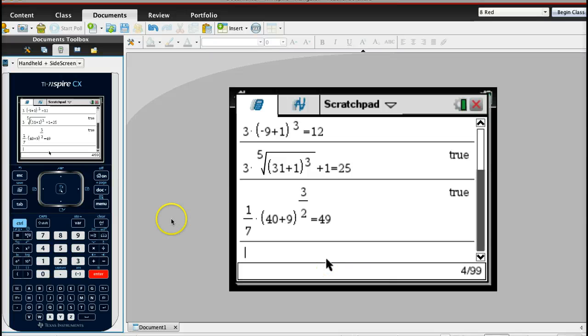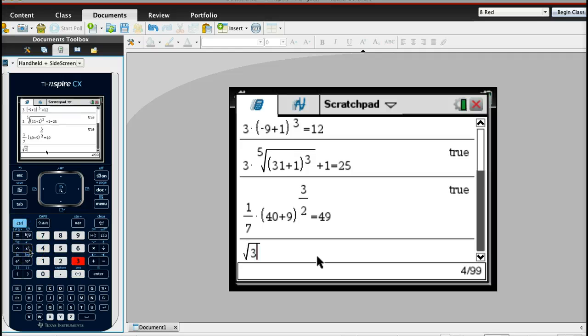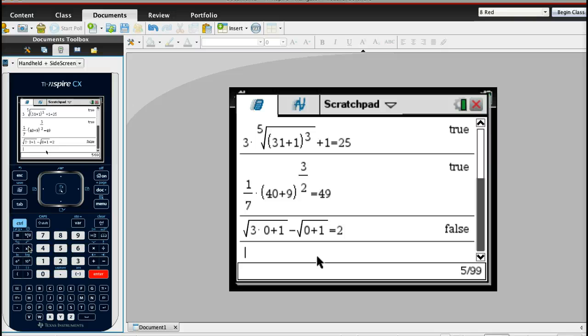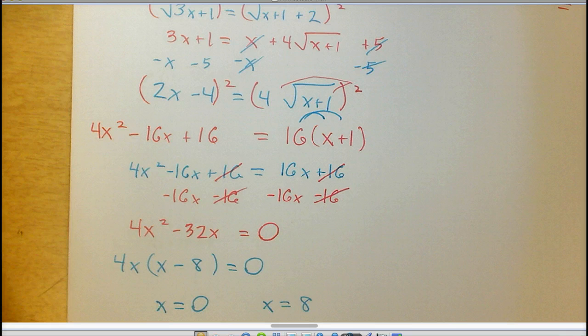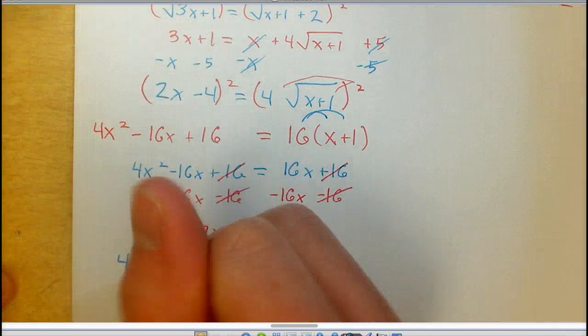So starting with 0, so we have the square root of 3x plus 1, so that'd be 3 times 0 plus 1, minus the square root of x plus 1, so square root of 0 plus 1, equals 2. And if we do that, we get a false statement. So that means that 0 is extraneous, and we're not going to include it in our final answer.